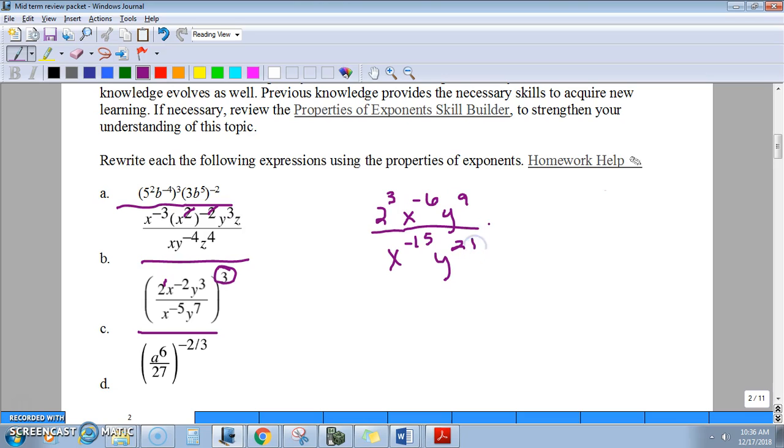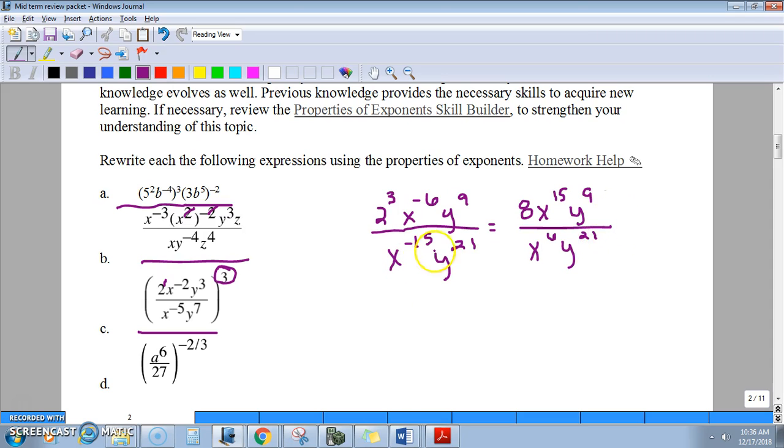Okay. Everything with a negative exponent, I'm going to switch them. And I'm going to change my 2 cubed to be 8. And then I'm going to have x to the positive 15th, y to the 9th over x to the positive 6th, y to the 21st.